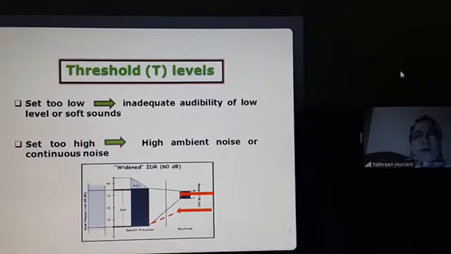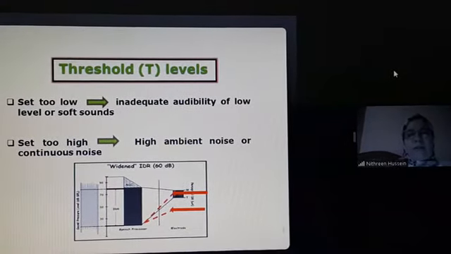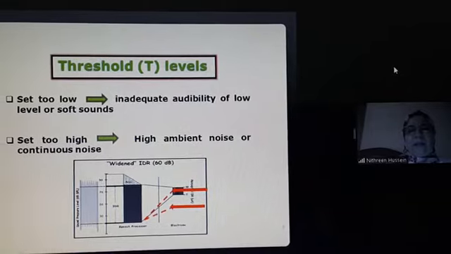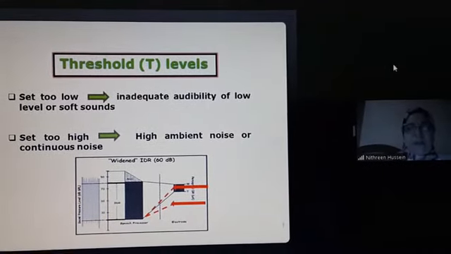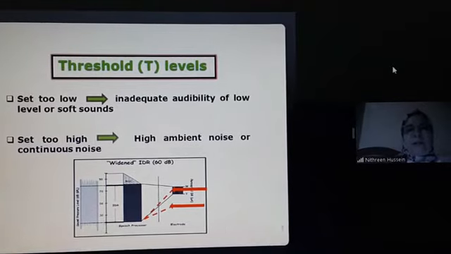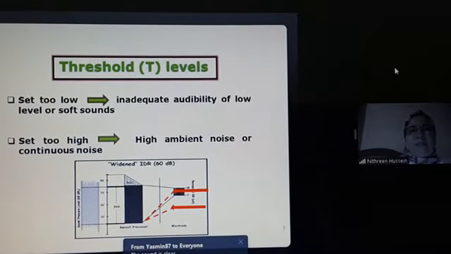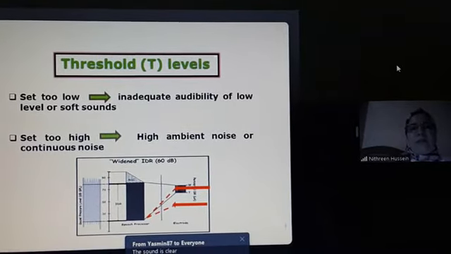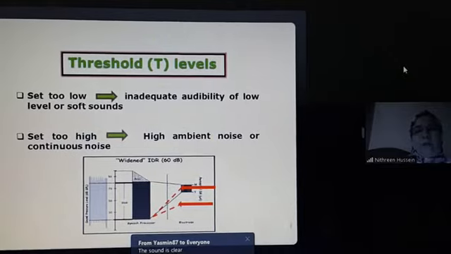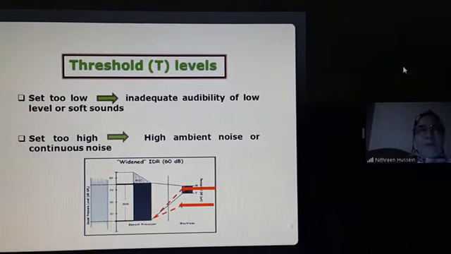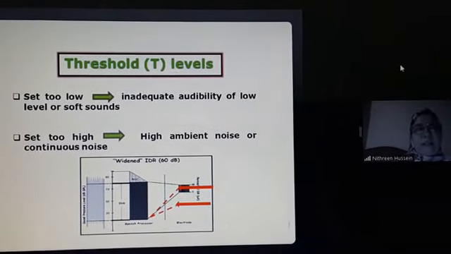patient. So all the soft sounds will be amplified more than needed, and the patient will hear high ambient noise that is continuous all the time. So as you see, the complaint of the patient may reflect the problem. So if the patient doesn't hear the soft sounds, you may need to increase the T levels. Or if the patient is complaining of high ambient noise all the time, you may need to decrease the T levels for him.